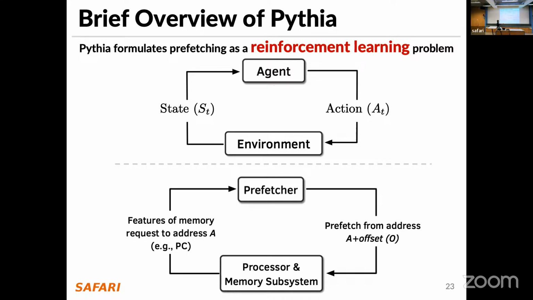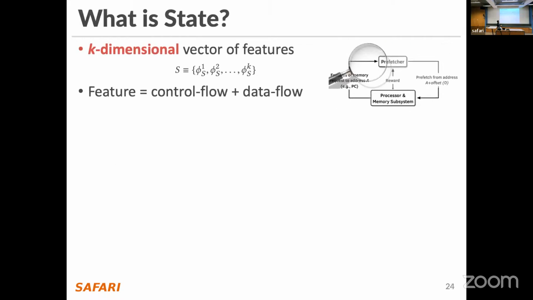So that's the formulation. And for that prefetch action, you are going to get a reward. I'm going to show you how the reward is defined. And the reward, essentially, is what makes this prefetcher learn the correlation between the state and the action. Okay. So now let's take a closer look at each of these three pillars: the state, the action and the reward, more clearly.